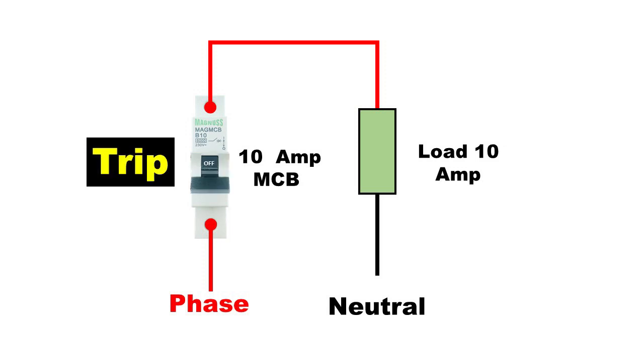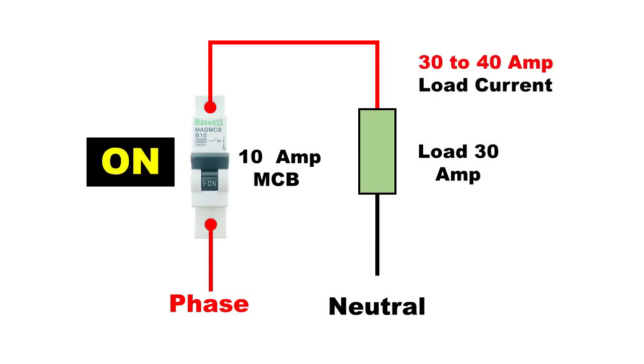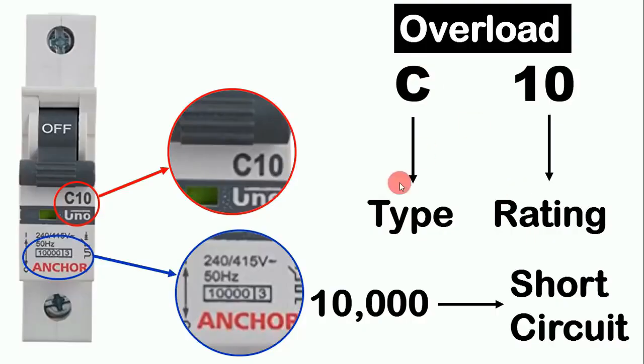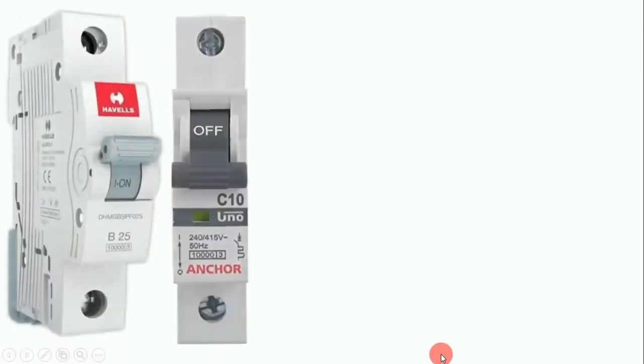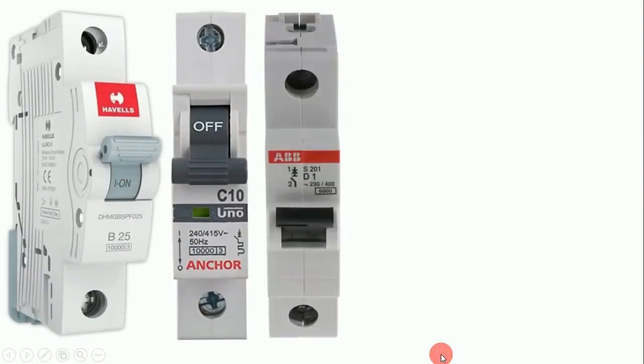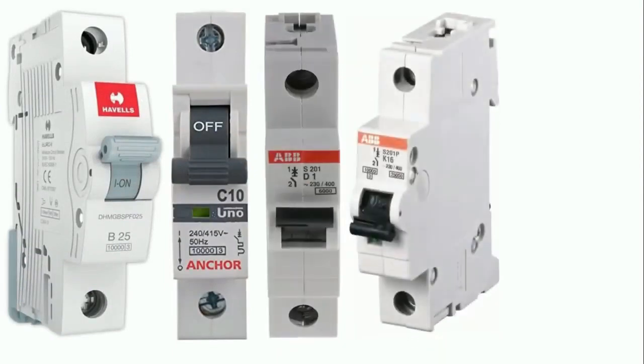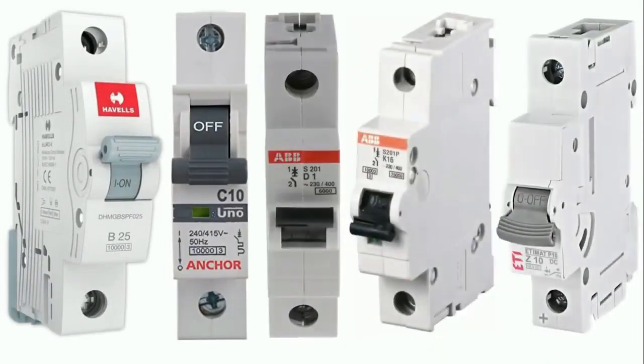But friends, if suddenly high current starts flowing through this MCB, then in this condition, it depends on the type how fast this MCB trips. In this video, I will discuss this type. The MCBs you use are generally of 5 types. First MCB is of B type, after that C type, after that D type, after this K, and finally Z type MCBs are available. So overall 5 types of MCBs you can find in the market.